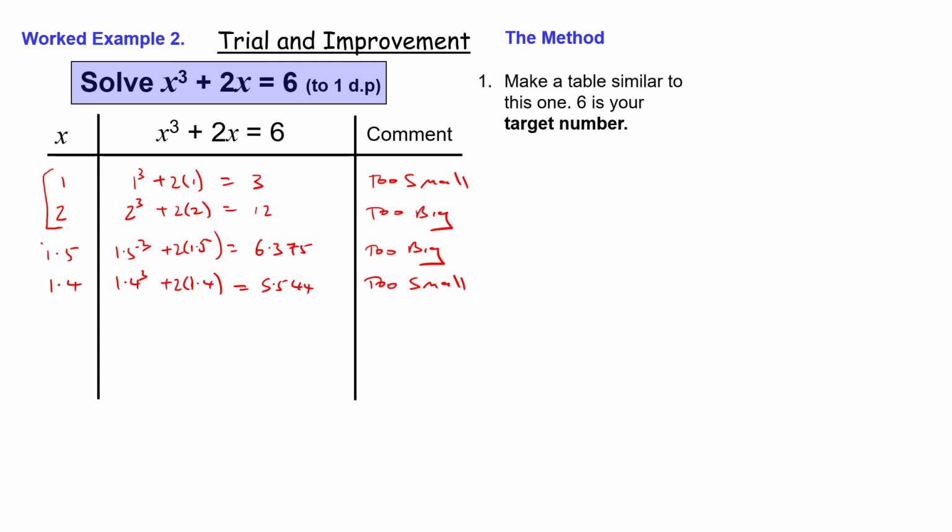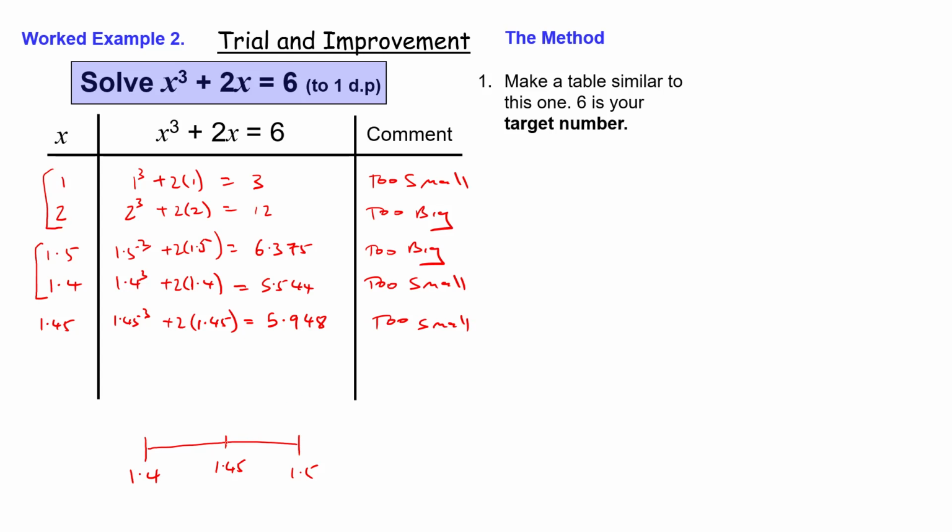Great. So that tells me then my solution is going to lie between 1.5 and 1.4. So I draw my number line at the bottom of the page, 1.4, 1.5. Halfway between them is 1.45. So I'm going to check if 1.45 is too big or too small. 1.45 cubed plus 2 times 1.45. Plug that in my calculator, and it gives me 5.948, which is too small.